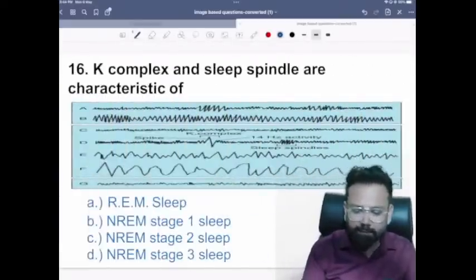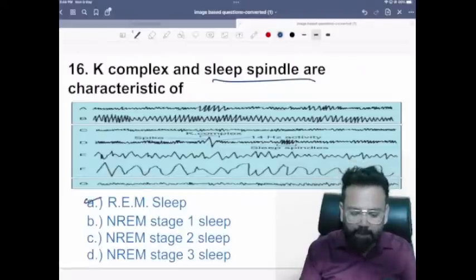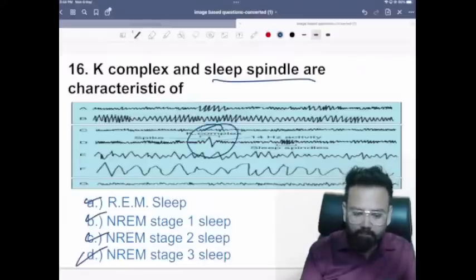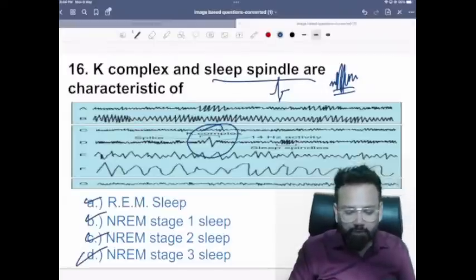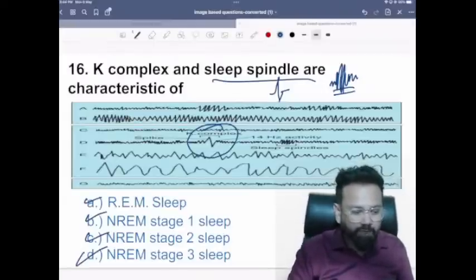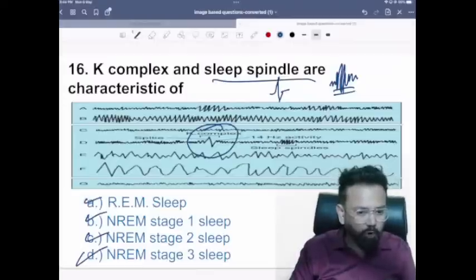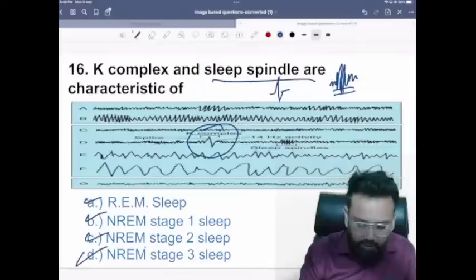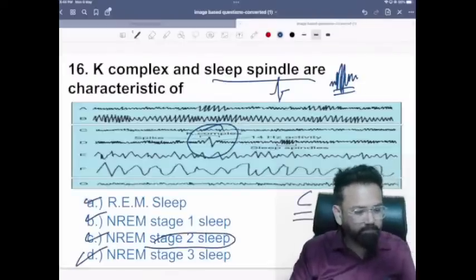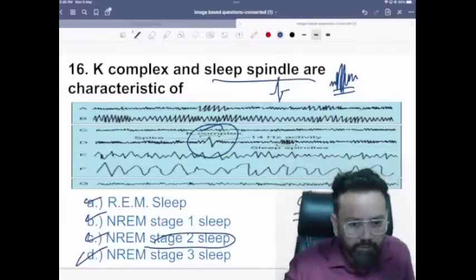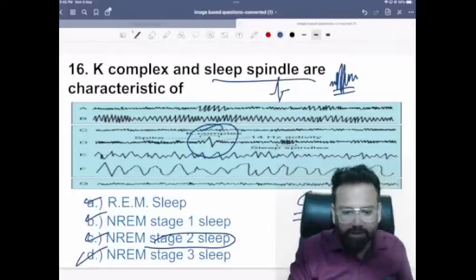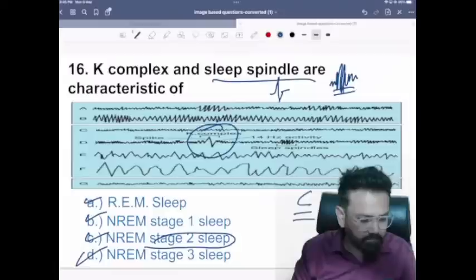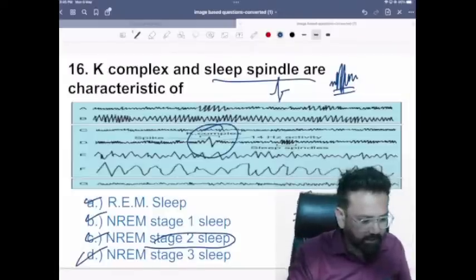K complex and sleep spindle are characteristic of REM sleep, NREM1, NREM2, or NREM3? K complexes are like this, and sleep spindles are like this. These are characteristic of which type of sleep? Very good, NREM stage 2 sleep. Answer will be C. Stage 2 is very, very characteristic of K complex. So answer is C.